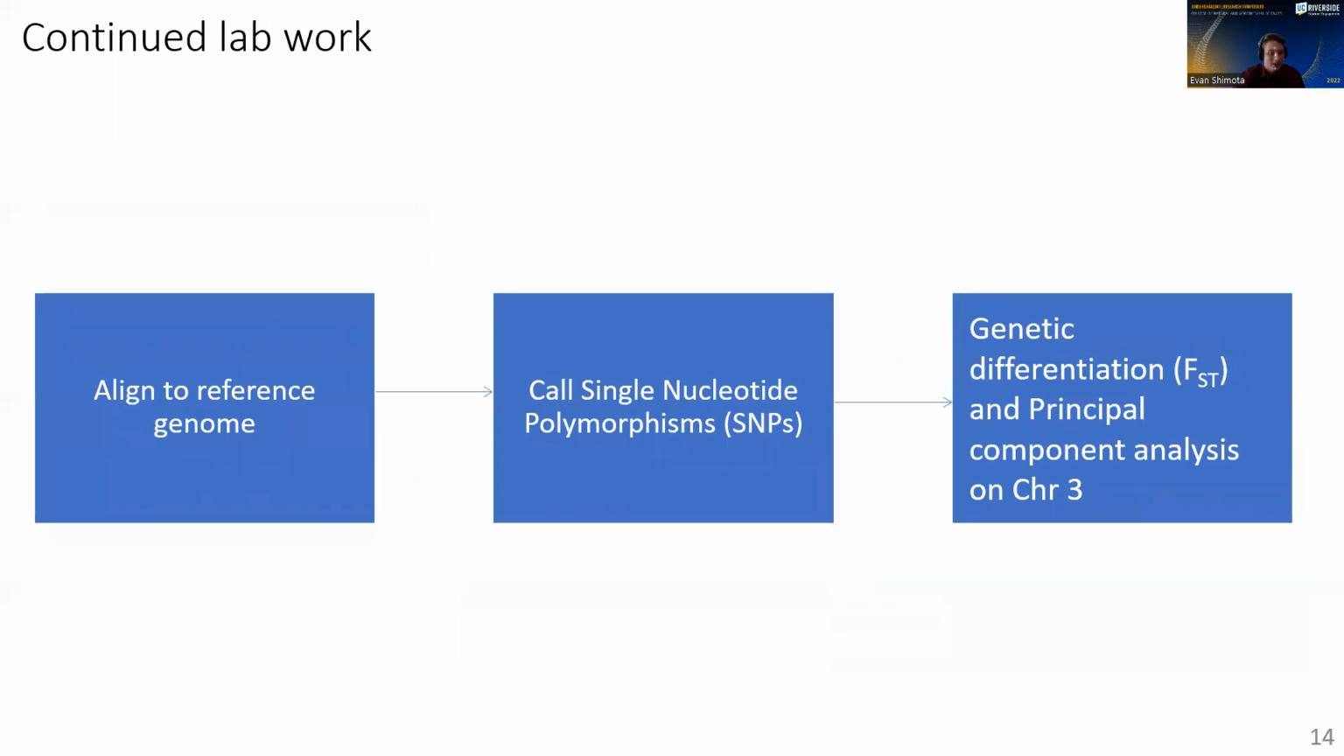We still have to align to a reference genome, call SNPs, and create FST and PCA analysis, or principal component analysis, on chromosome 3.